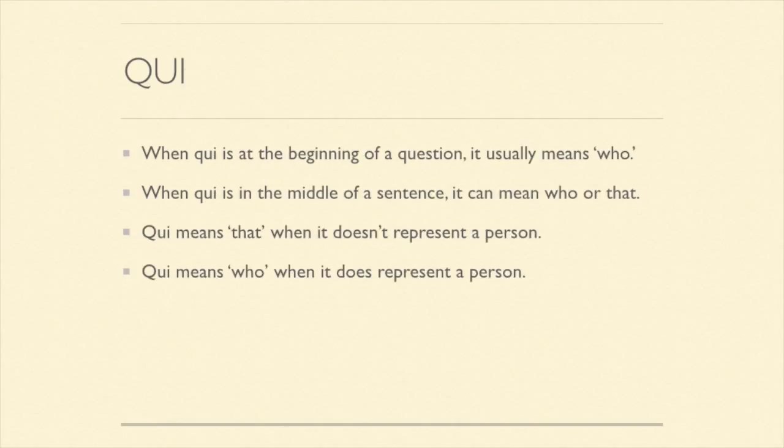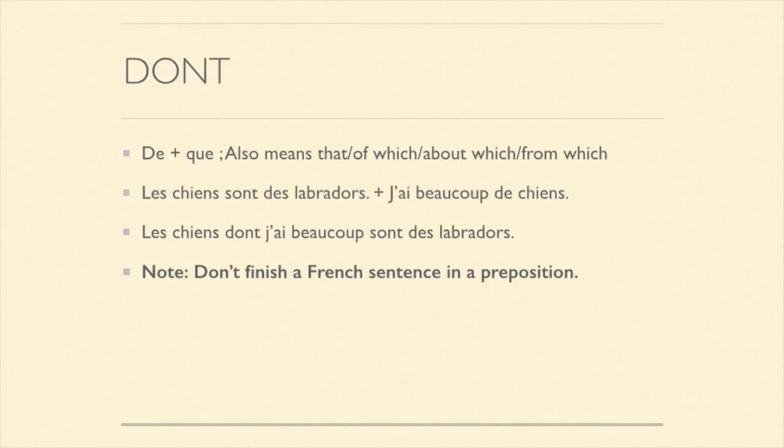Qui, which we just learned, represents subjects. It is usually found in the middle of a sentence, where it means that or who. But if it's ever at the beginning of a question, just as we've already learned, it usually means who. So qui can mean that, and it can also mean who. It usually means who when it represents a person, and it means that when it doesn't represent a person. And qui is not optional either. Qui is required.